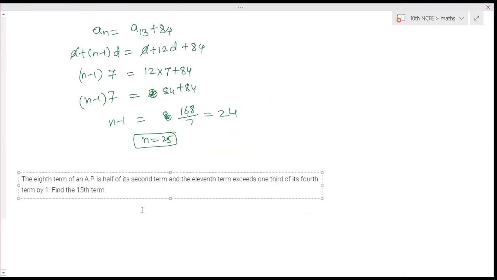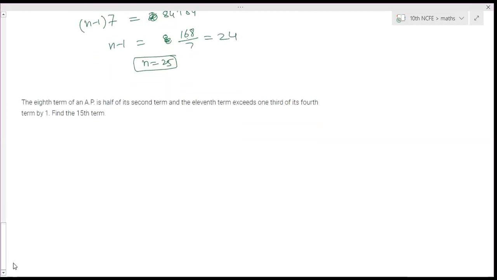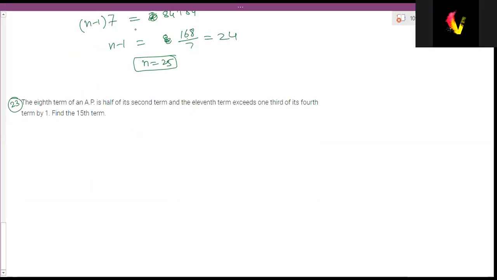Eighth term of an AP is half of its second term. Vishnu, what's the equation? Vishnu, are you there? Gone. Charan, are you there? Yes, ma'am. Which question? This question, the 23rd. I need only the equation. I took equation 1 and equation 2. What is the first equation?